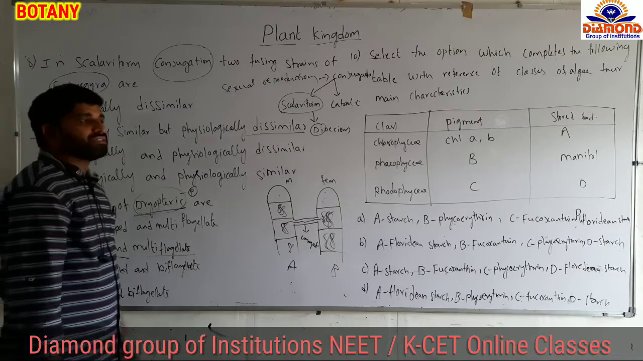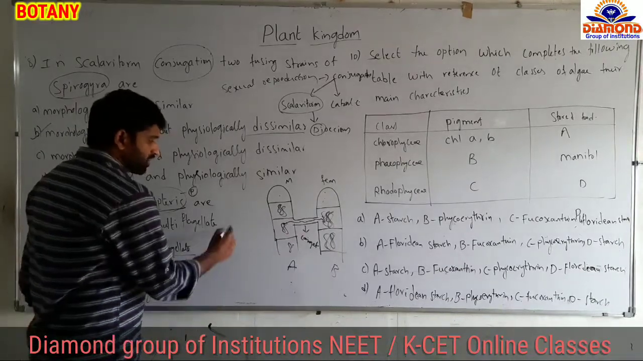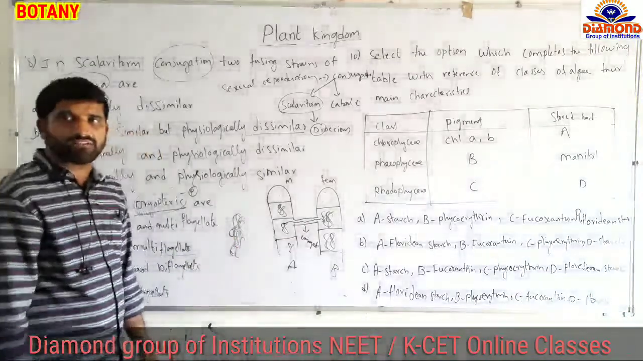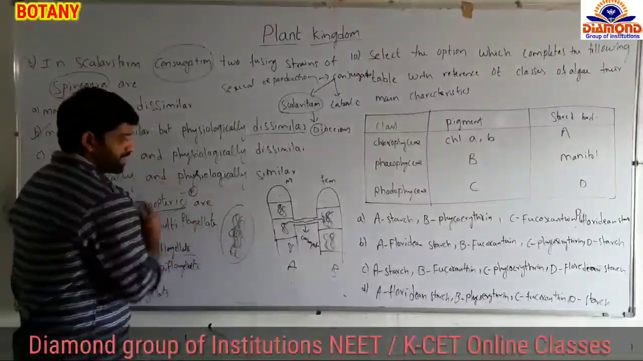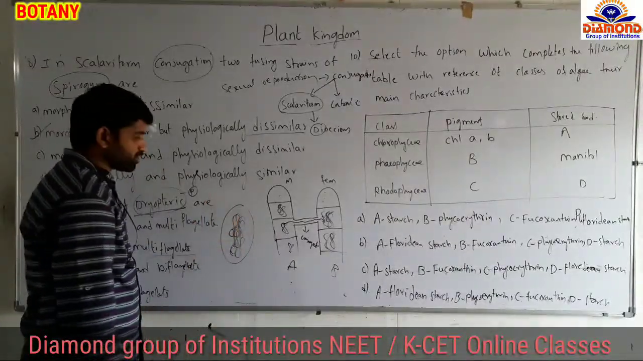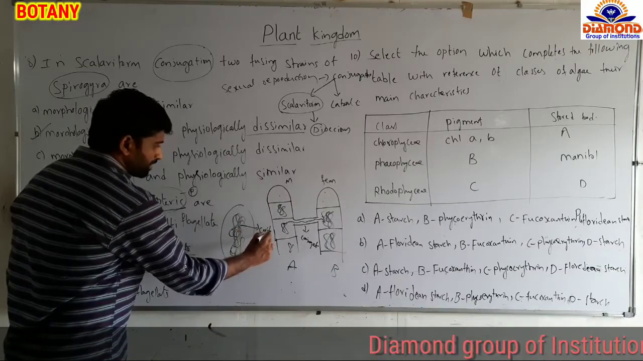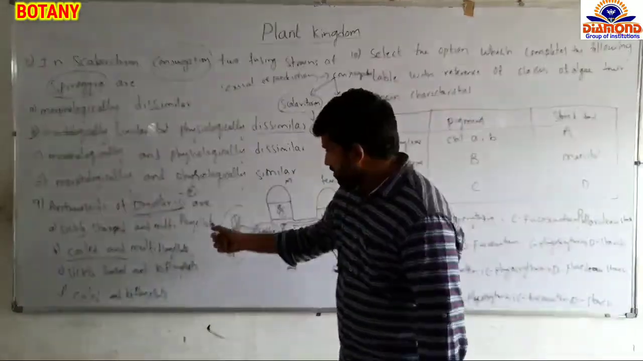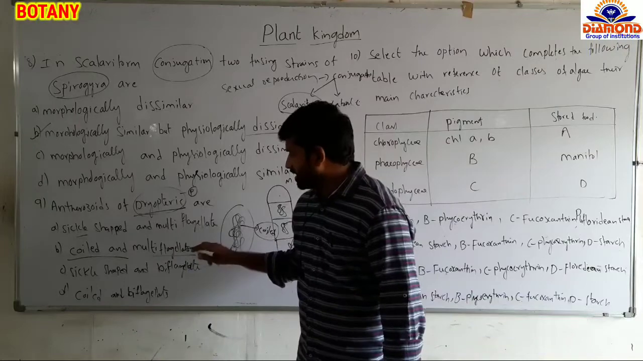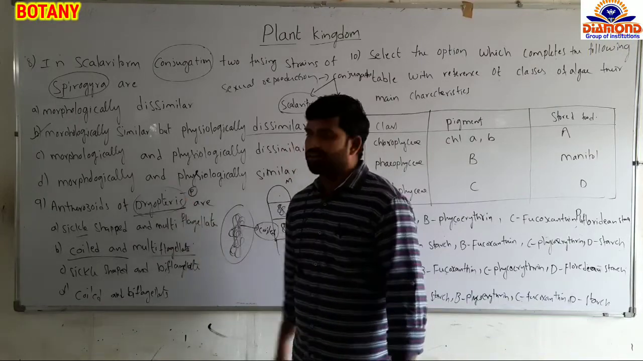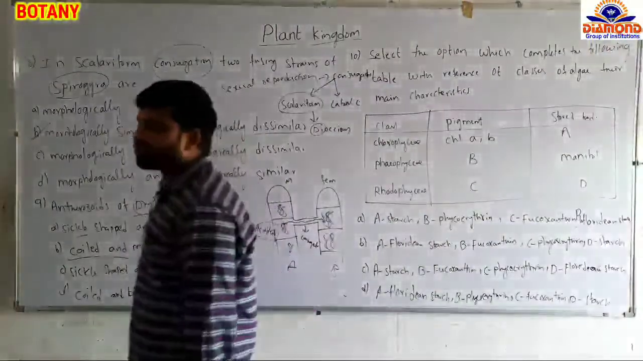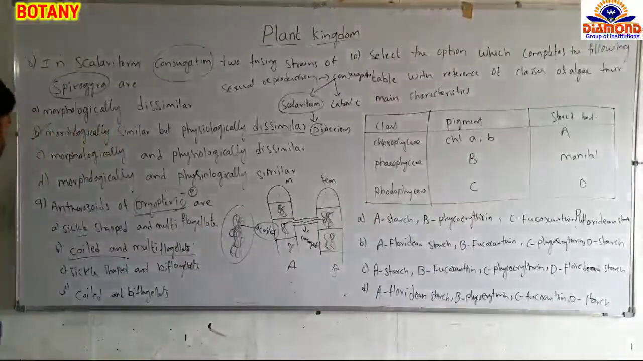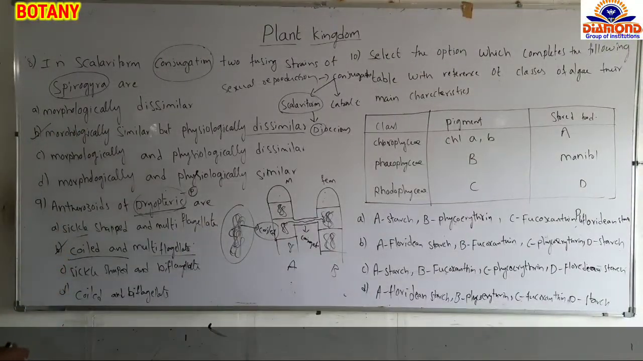Here the antherozoids of gametophytes are multiflagellated, with many flagella present, and they are the male gametes. They are present in the form of a coil. Such coiled and multiflagellated antherozoids are a character of gametophytes, and some pteridophytes also show multiflagellated antherozoids. So the answer is coiled and multiflagellated antherozoids.